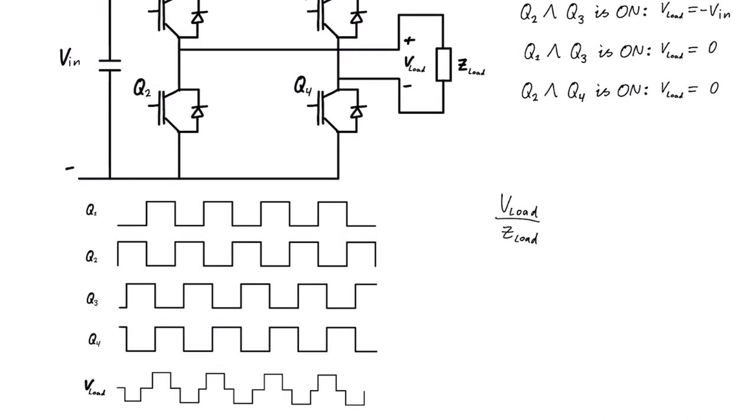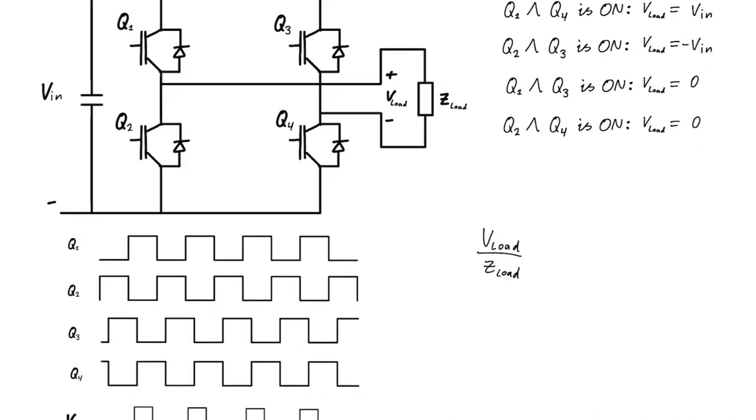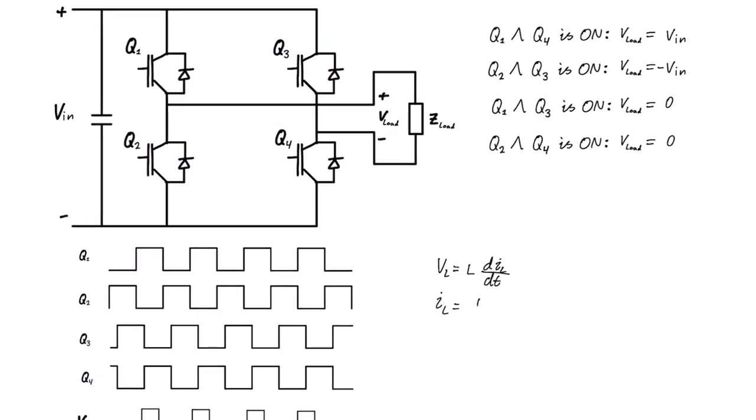But if, for example, the load is inductive, we will get something else. For the case where the load is inductive, we know that VL is equal to L multiplied by the change of current over the time. We can just get rid of this here, which means that IL is equal to 1 over L multiplied by the integral of VL over time, right?